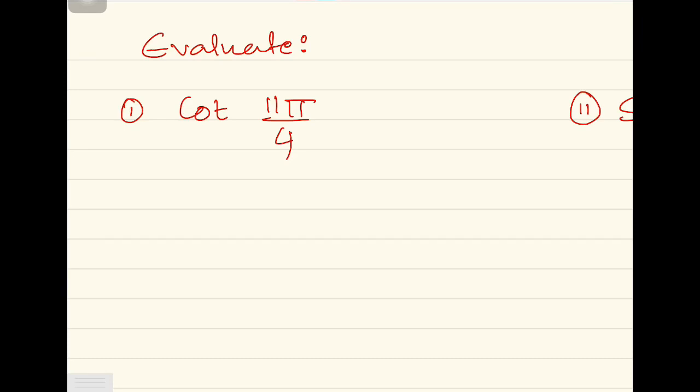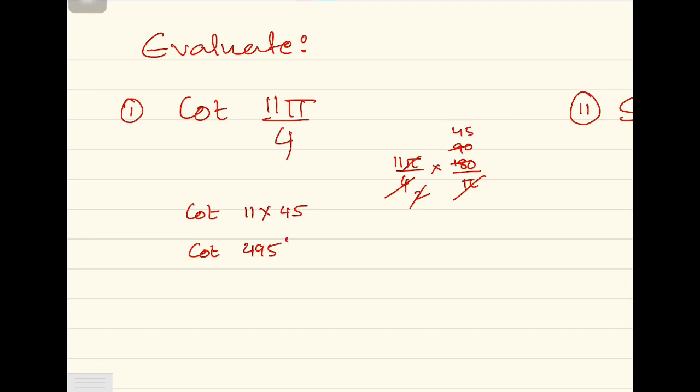So 11 pi by 4. How to convert 11 pi by 4 to degrees? To convert radians to degrees, you need to multiply by 180 by pi, isn't it? So the pi and the pi get cancelled, then 2 and a 90, and then 2 and a 45. So you just have to multiply this. Use your scientific calculator and multiply this, everyone. What do you get? 11 into 45, you are getting 495. So that would be cot of 495. Got it? Now it's quite easy to solve.